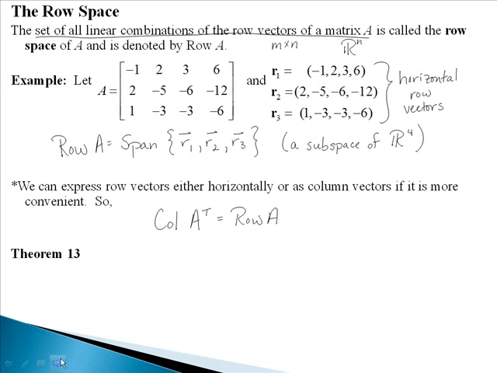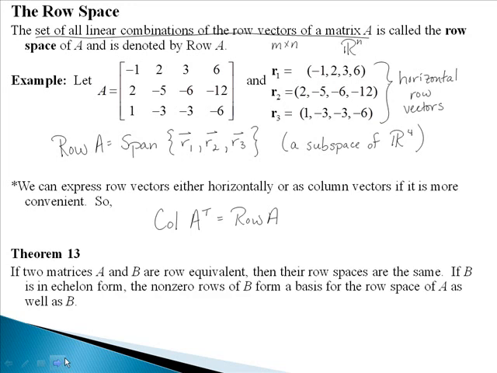Now let's look at Theorem 13. If two matrices A and B are row equivalent, and that's important, then their row spaces are the same. If B is in echelon form, the non-zero rows of B form a basis for the row space of A as well as B. So what we're saying is that the row space of A is equal to the row space of B, assuming our two matrices are row equivalent.